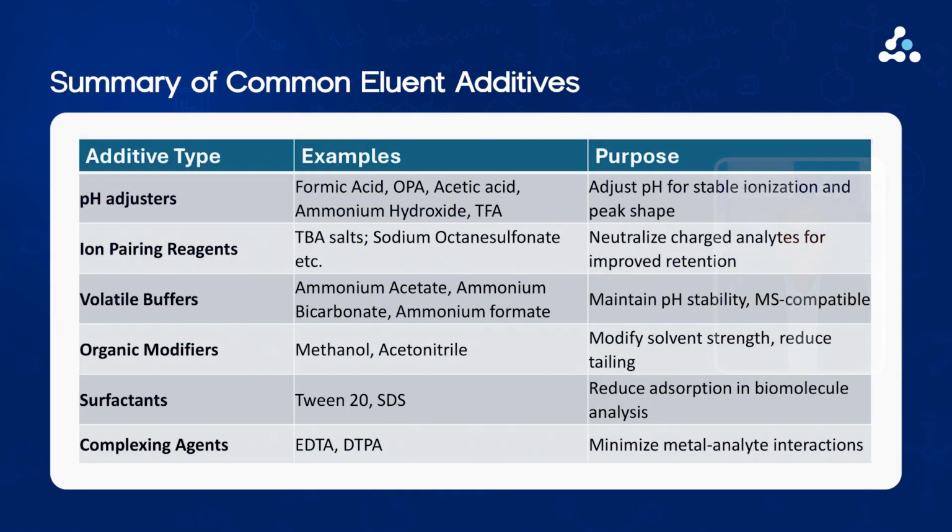Here is the summary of all 6 categories. pH adjusters adjust pH for stable ionization and peak shape. Ion pairing reagents neutralize the charged analyte for improved retention. Volatile salts and buffers are MS compatible and maintain pH stability. Organic modifiers modify solvent strength and reduce tailing. Surfactants reduce adsorption in biomolecular analysis. And complexing agents minimize metal analyte interactions.